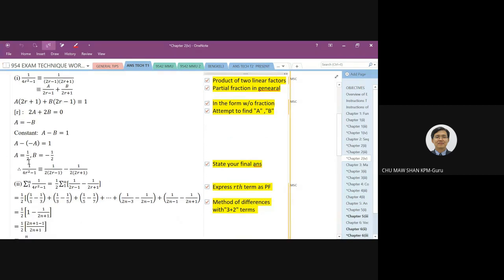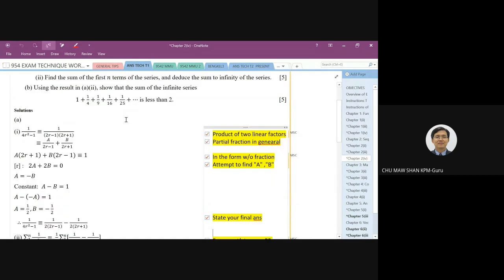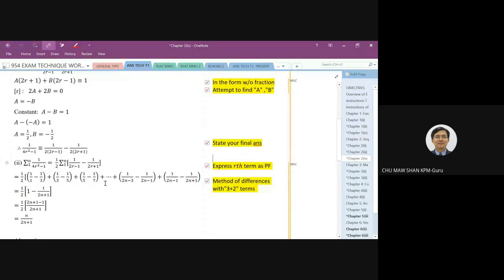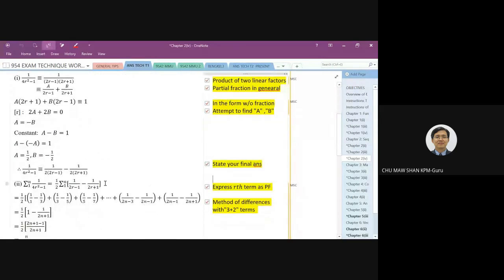Don't forget to state your answer as required by the question, expressed in partial fraction. Sentiasa ingat, jawapan mesti memenuhi kehendak soalan. Soalan kata express in partial fraction, walaupun kita sudah betul, state saja jawapan dia. Ini pun senang dapat markah, kan?